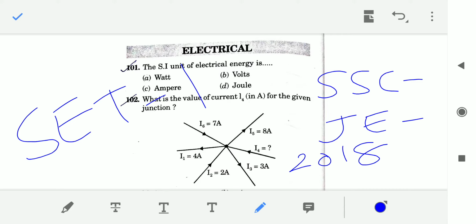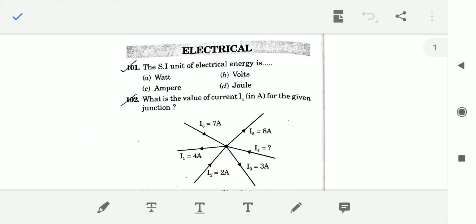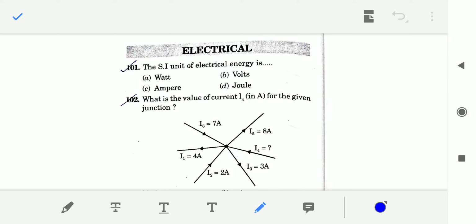In this session, we would like to discuss questions 1 to 25 of the SSC JE 2018 Set 1 paper of the electrical subject. Now without delay, let's start from question number 1. The SI unit of electrical energy is what? Joules. Volts are the unit for voltage, watts are the unit for power, and amperes are the unit for current.